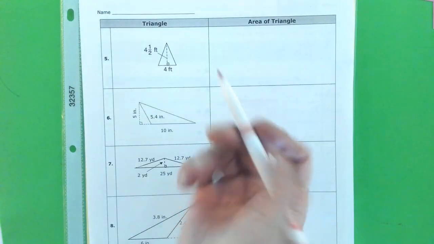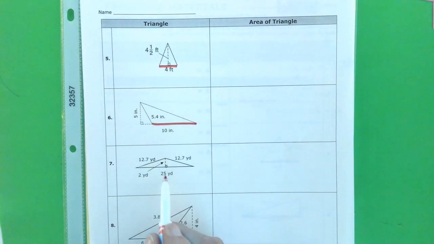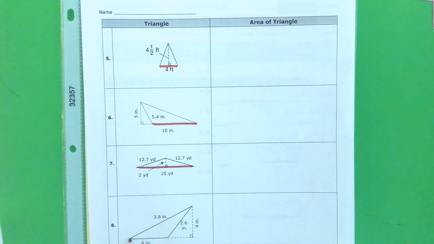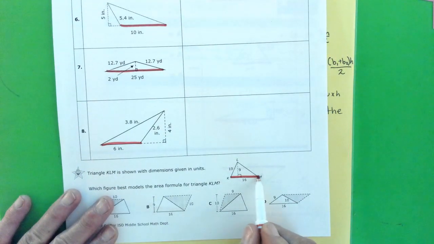All right, base for number 5 is 4. This base would be 10. This base is 25. And this base is 6. And then in our star question, this base is 16.